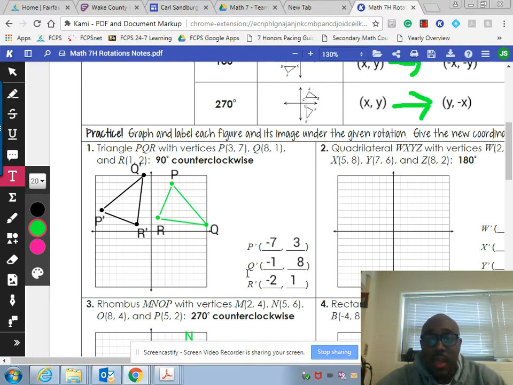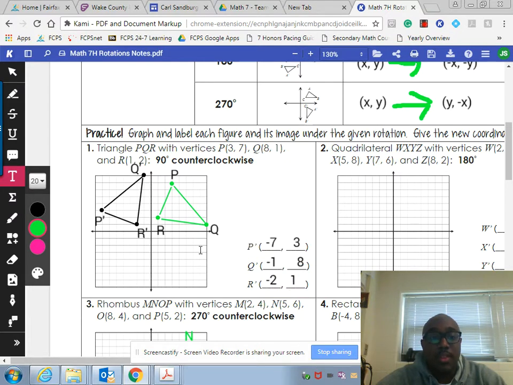And that's exactly what we have for Q prime. And last but certainly not least, we have R, which is originally at (1, 2). So we're going to have (-2, 1). Negative y, x becomes (-2, 1). Okay, that's what we have here.